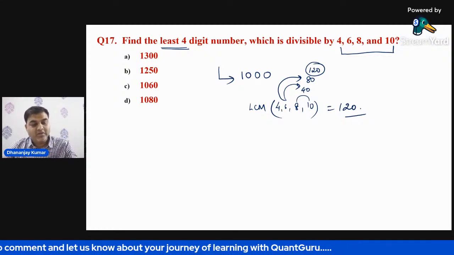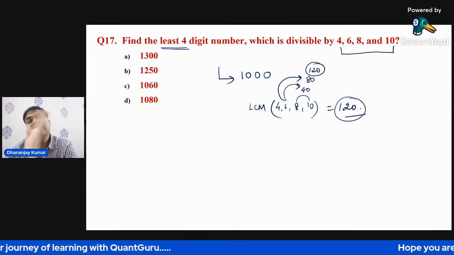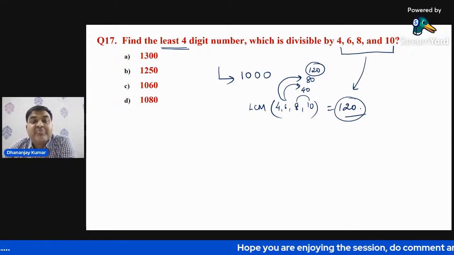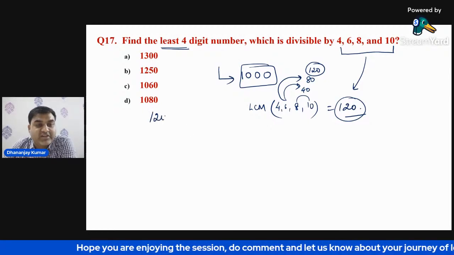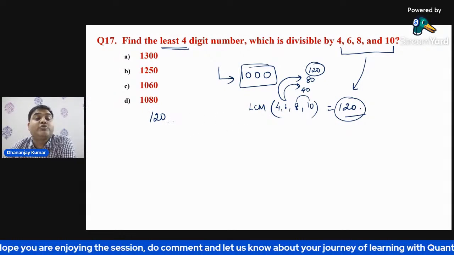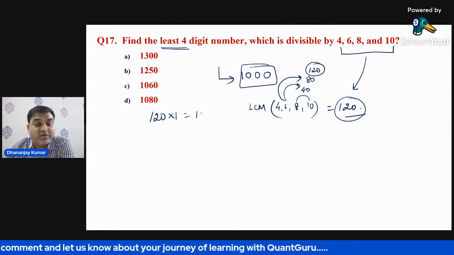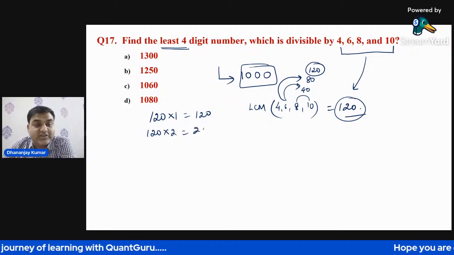Right? Okay. Now the next step would be to find the number which can divide all those LCM, which should be the least 3-digit number. So what we'll have to do, 120 is the LCM now. The number has to be a multiple of 120. 120 into 1 is 120. 120 into 2 is 240.